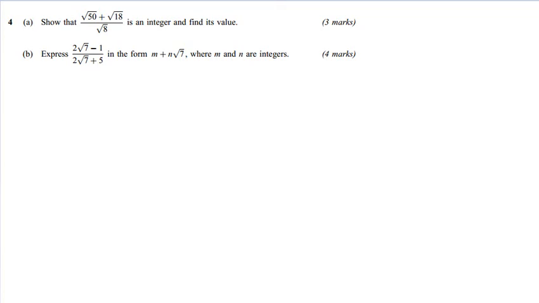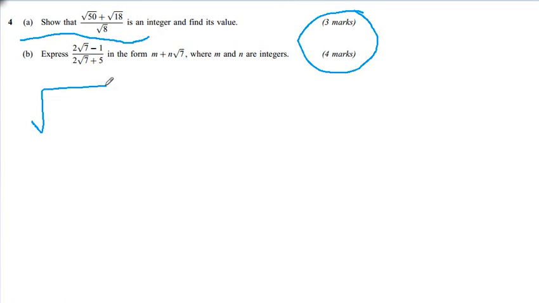Welcome everybody to question 4, very short question, only 7 marks as you can see. So we should be able to breeze through this quite quickly. It's a surds question as you can obviously see. So let's start out by defining our surd.